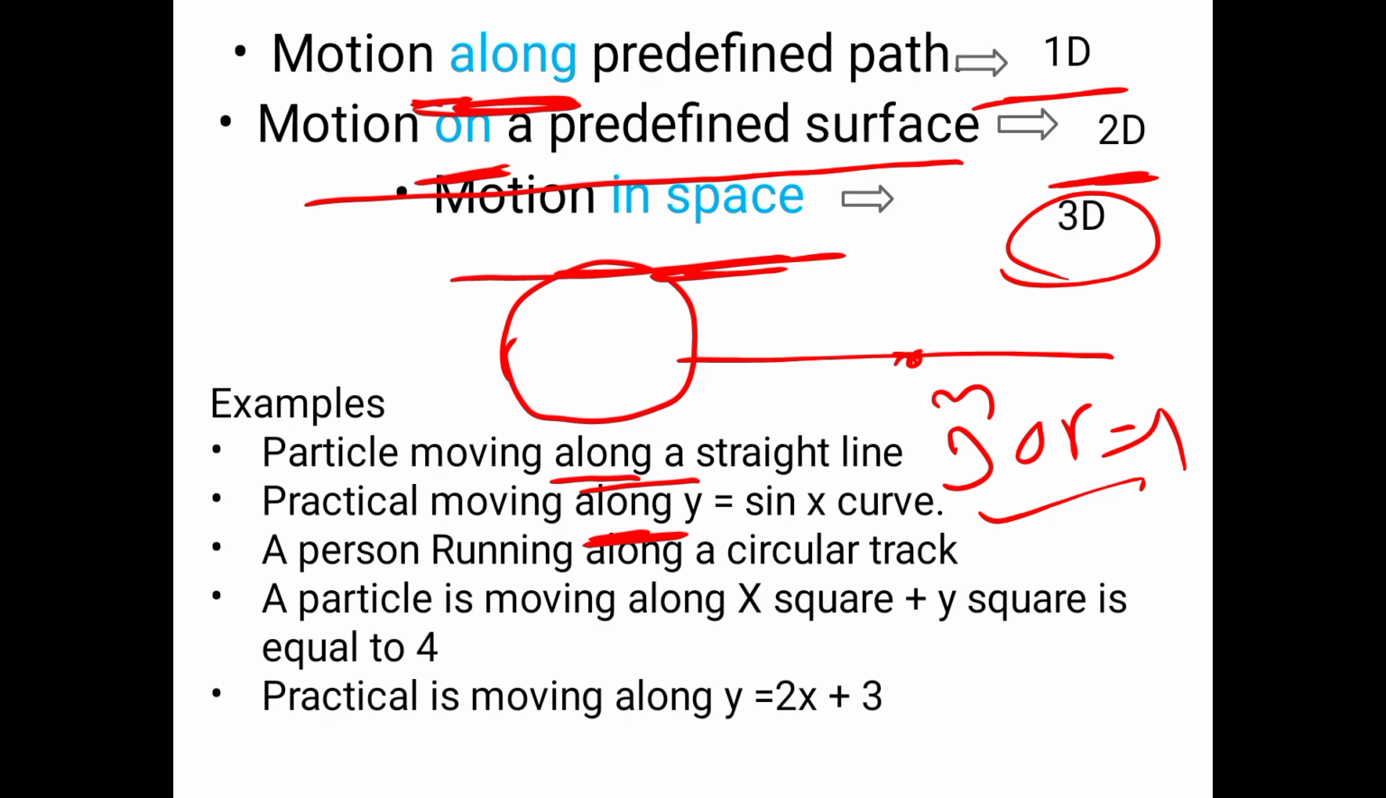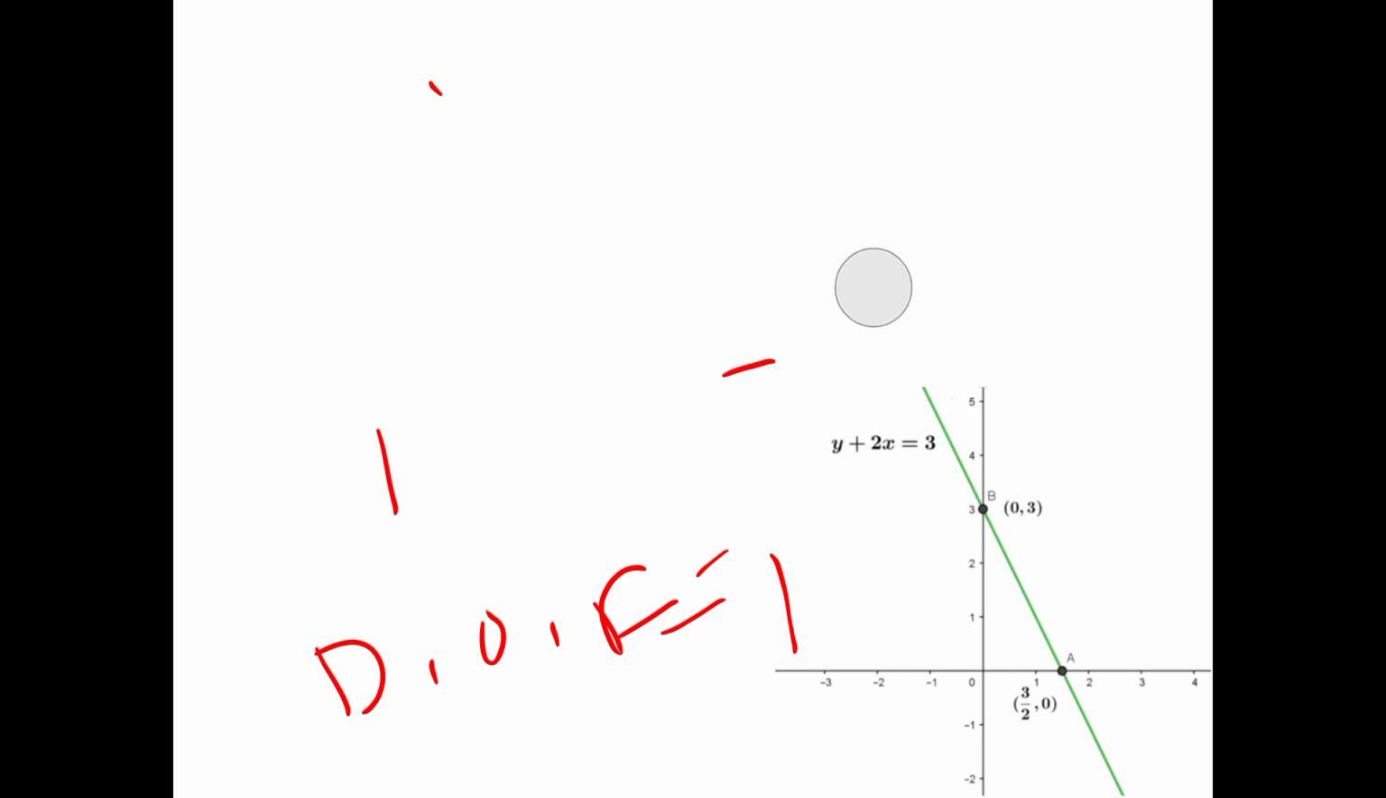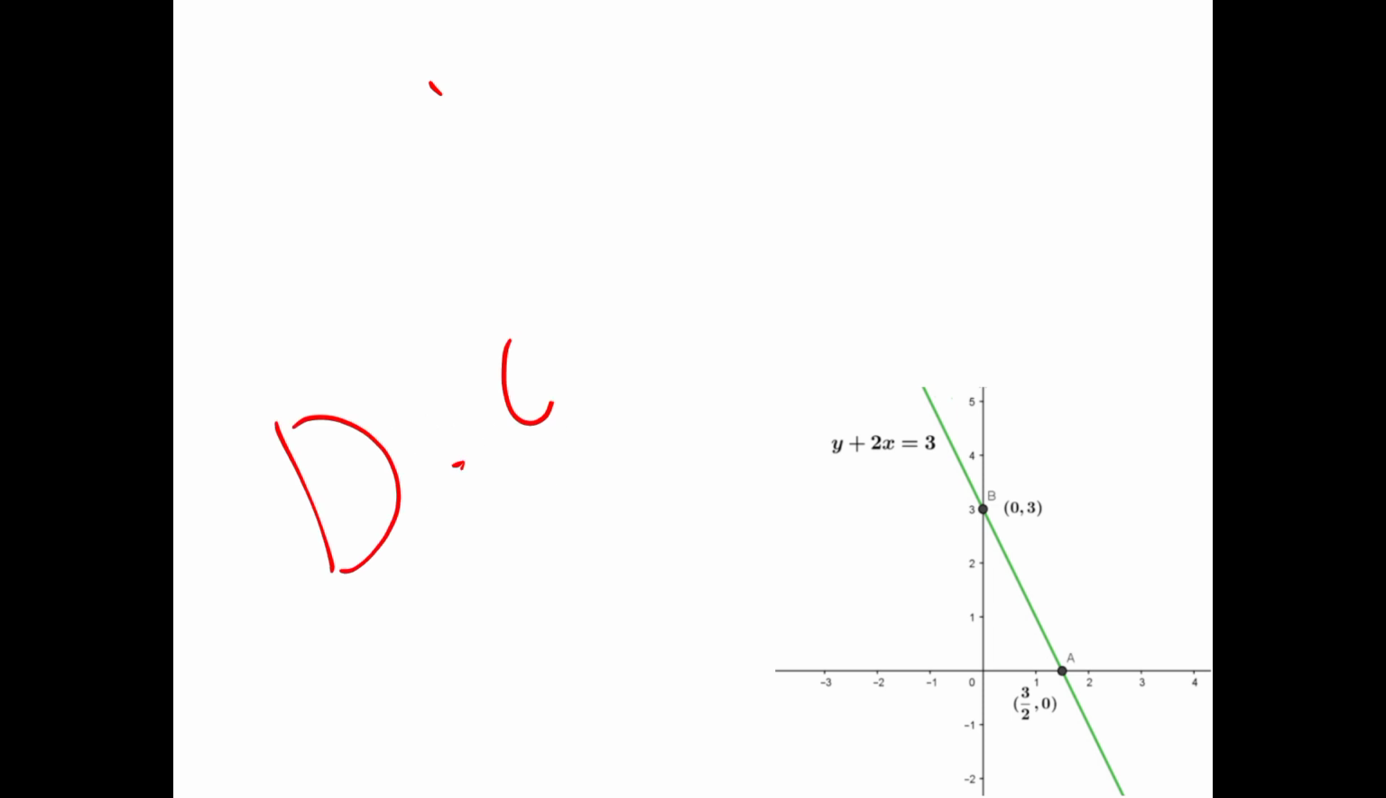A particle is moving along y equals 2x plus 3. If I draw the graph of y equals 2x plus 3, the graph will look like this. Okay, this is the graph of 2x plus 3. The particle is moving along the straight line, hence its degree of freedom will be 1.